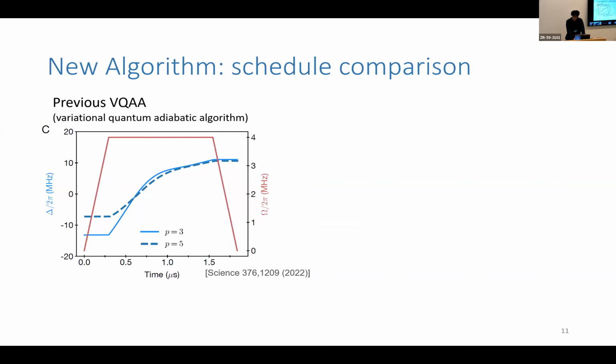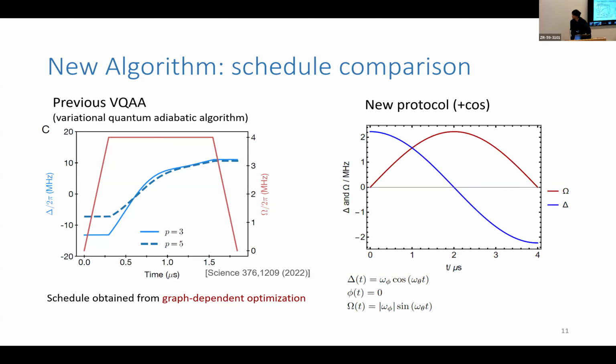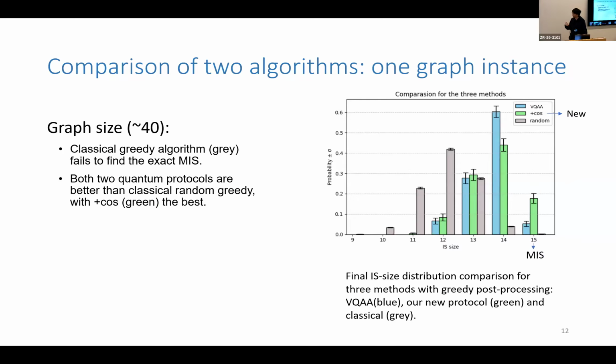As a comparison, we compare our new protocol to the previous protocol. The previous schedule is obtained by graph-dependent optimization, which fixes the initial and final points and does optimization in the middle. But in our case, we have a fixed schedule for any graph. This saves a lot of shots in real experiments, which means we don't need the optimization procedure.